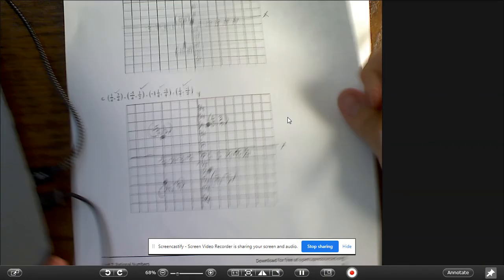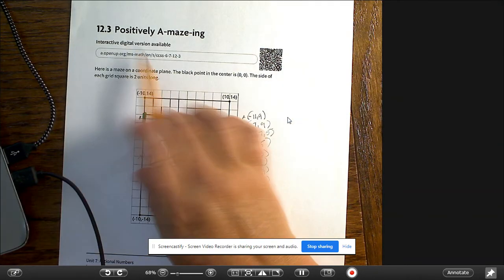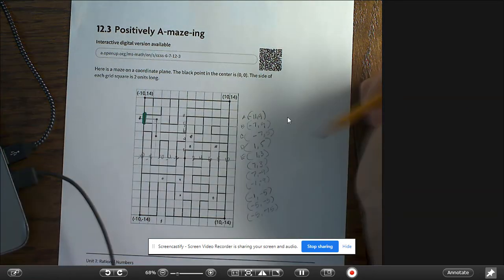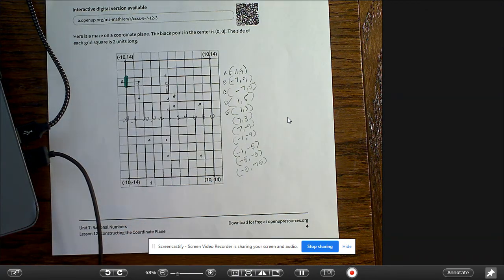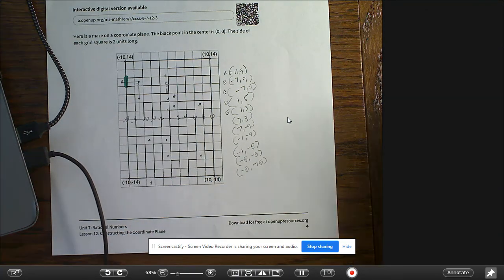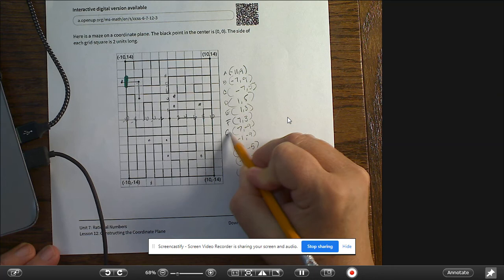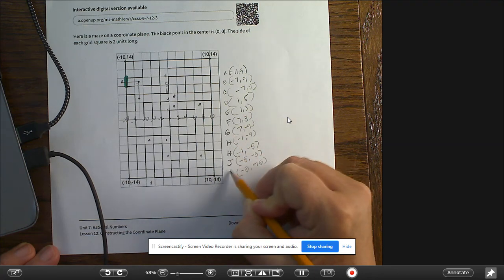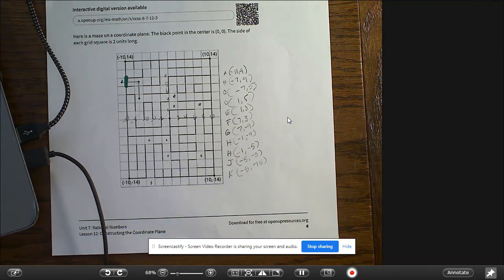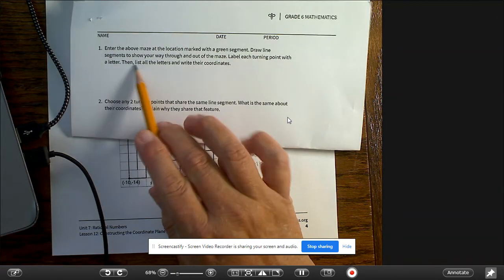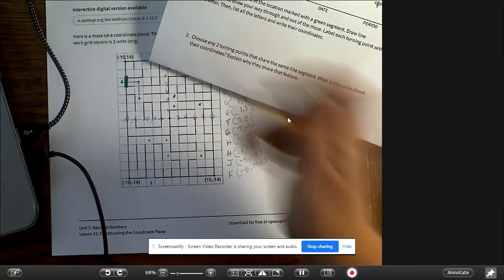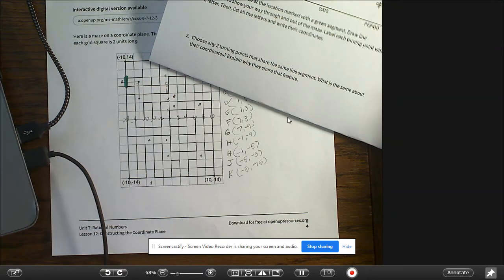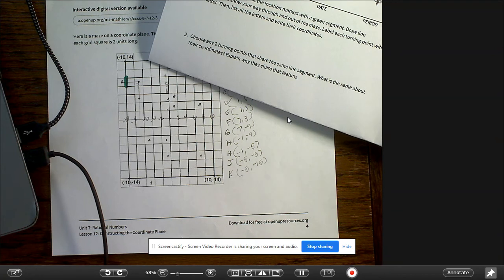Okay. Next page. So this online, you could do it. It has an interactive digital version, but I'm going to do it on my paper. So I've already plotted the points just so that you can see. So, okay, the instructions say on the next page, enter the above maze at the location marked with the green segment, which is hard to see, but it's over here. And I drew a green line over it so you could see it even better.